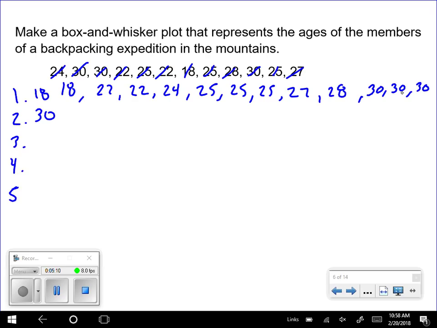I have an even number, so I'm going to end up with 2. So I'm going to have to divide, or find the average of the 2. But if the 2 are both 25, the average of that's going to be 25. So we're good to go.